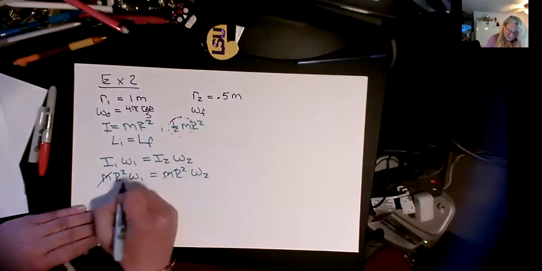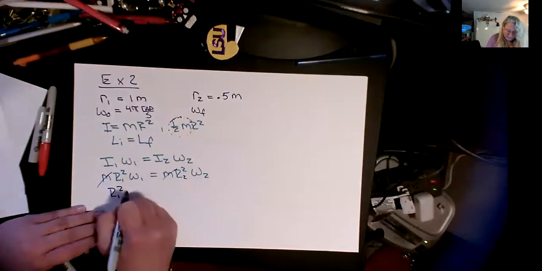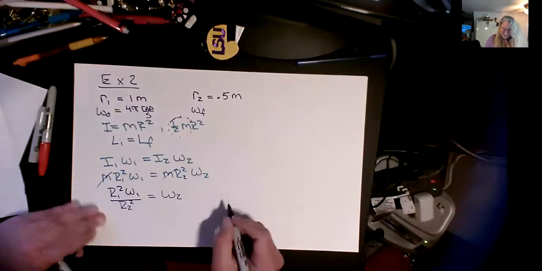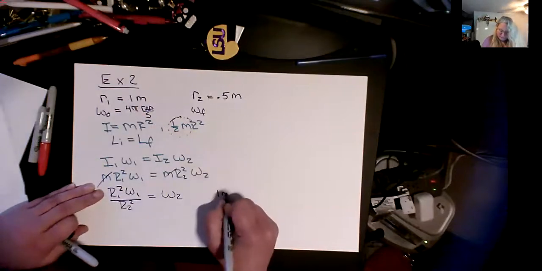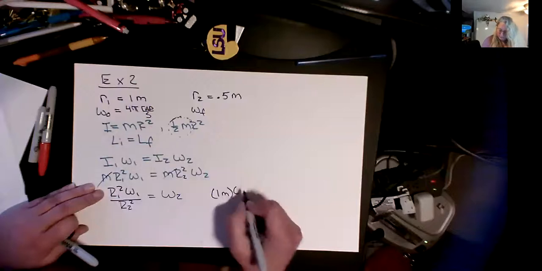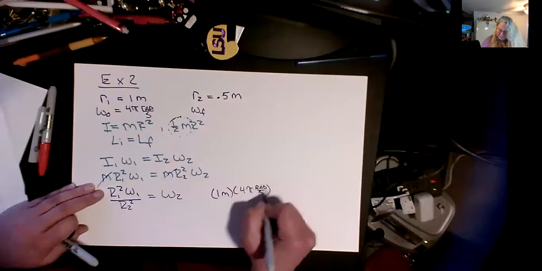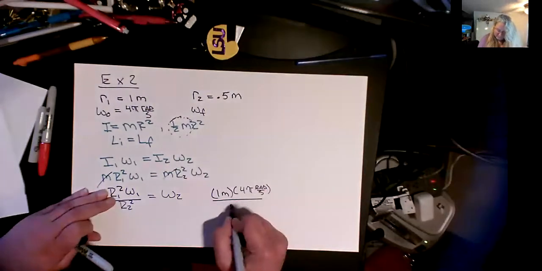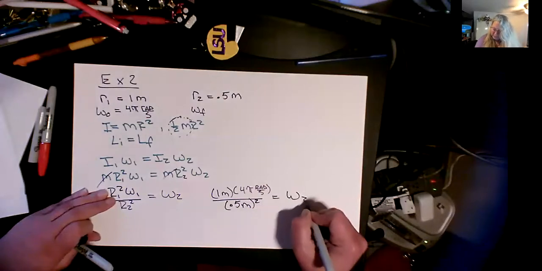So let's see, I have then radius 1, I need to be careful here. So I have radius 1 squared times omega 1 divided by radius 2 squared. And that will give me my omega final. I'll be consistent, omega 2. So I have my radius 1 is 1 meter times omega 1, which is 4 pi radians per second. An interesting noise outside. Divided by this 0.5 meters squared. And that will give me my omega 2.